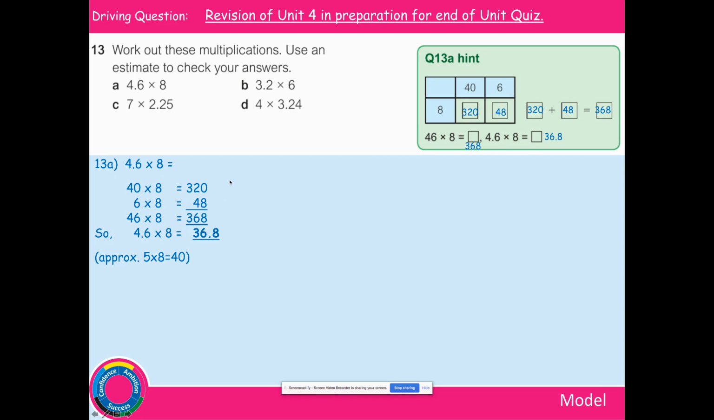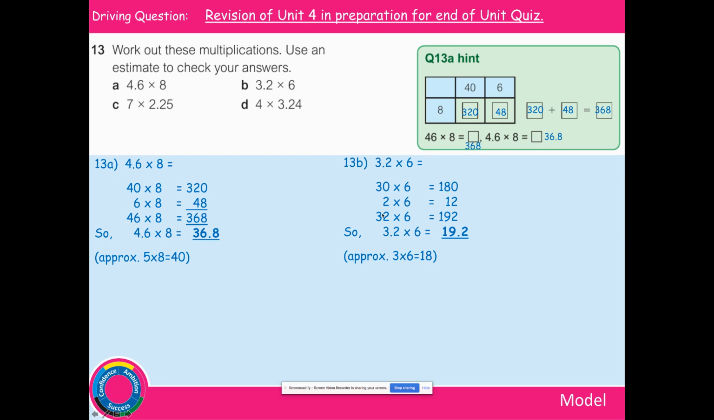Okay, so let's have a little look at B. So 3.2 times 6. If I split this up and forget the decimal, so make it 32 times 6, I've got 30 times 6, add 2 times 6. 3 times 6 is 18, add the 0 because that's 10 times bigger. 2 times 6 is 12. If I add 30 and 2 together, I get my 32 from the original. Add these together, I get 192.